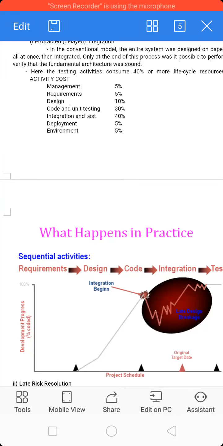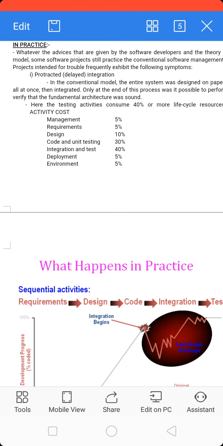Hello students. Next we are having the waterfall model in practice. We have seen in theory how they are implemented. Coming to the practice, whatever the advice of many software experts and the theory behind the waterfall model, some software projects still practice the conventional software management approach only. However, its use is declining and it was far more prevalent in the past.